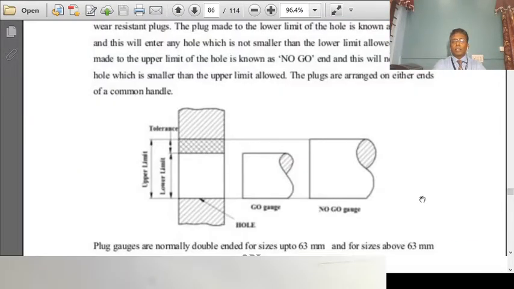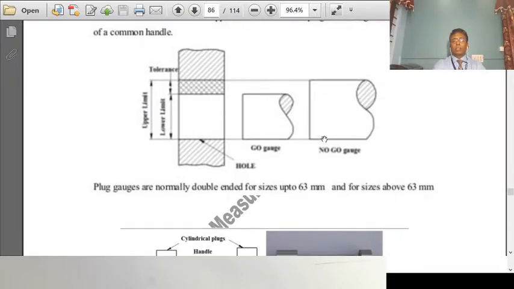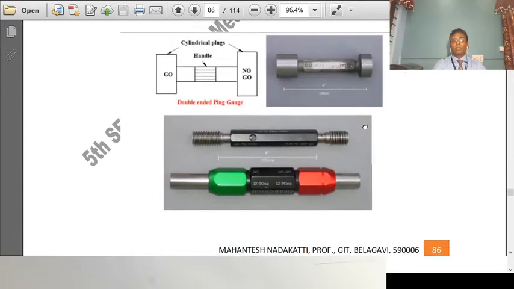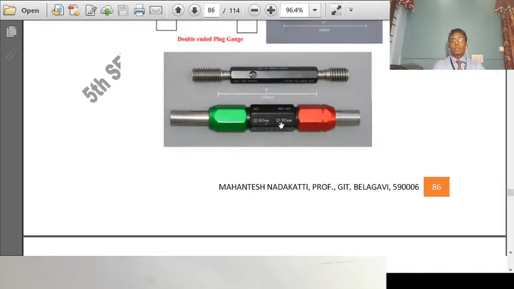Similarly, we have plug gauge and ring gauge. This is a go gauge, this is a no go gauge. This is a screw gauge. These are two sides of this gauge. One corresponds to go, another corresponds to no go. Can you see here? One side corresponds to go. So this is a combination gauge.